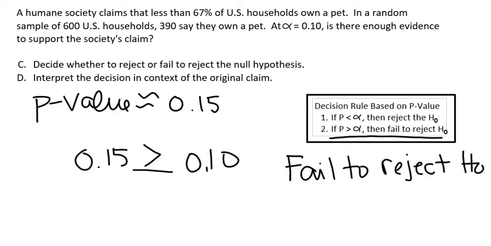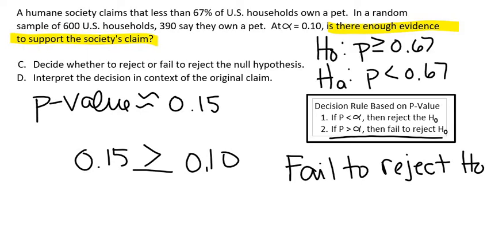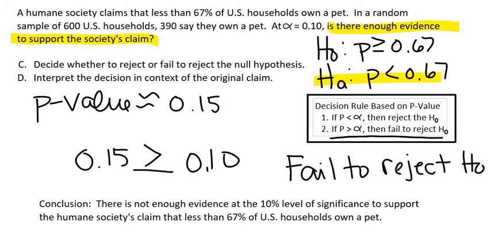So how do we interpret this in context of the original claim or the original question? The question is, is there enough evidence to support the society's claim? Remember, the claim was the alternative hypothesis. So if we're failing to reject the null hypothesis, we're saying pretty much that the null hypothesis is true. So we would not be able to support the society's claim. In writing, that would be: there is not enough evidence at the 10% level of significance to support the Humane Society's claim that less than 67% of U.S. households own a pet.